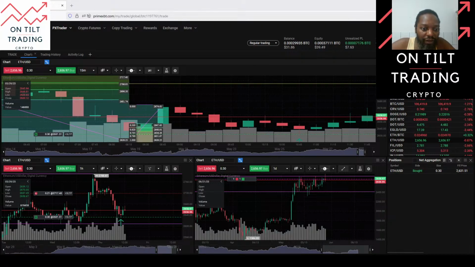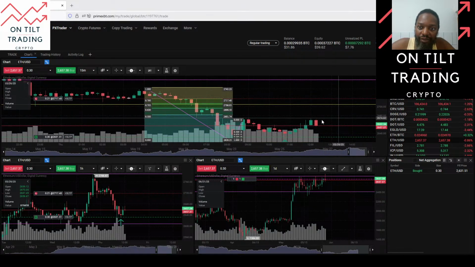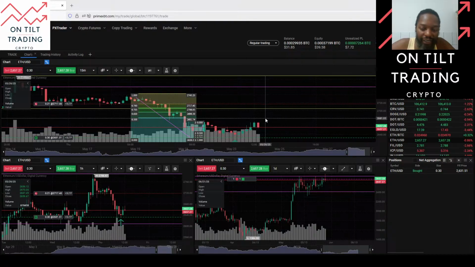So this 26.31.67 here, this is the 79 level, and this is where I was able to get an entry right here at the low of this wick on this candle here. So I'm trying to standardize as much as I can this particular pullback play into my main trade idea, to see if I can get some consistency.